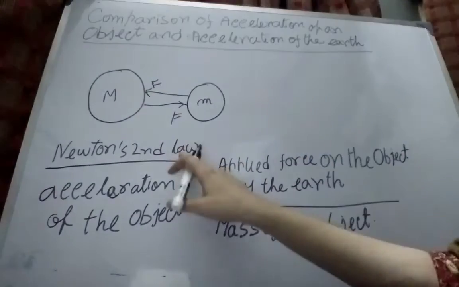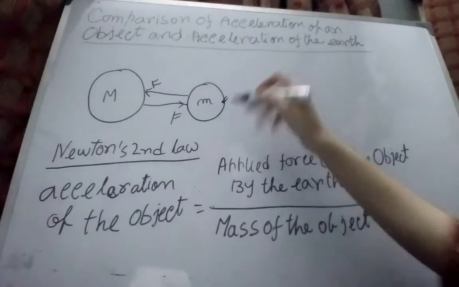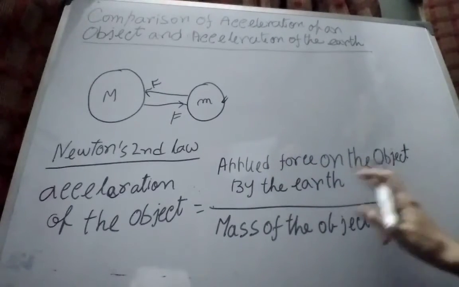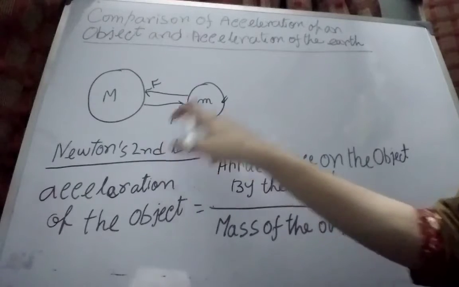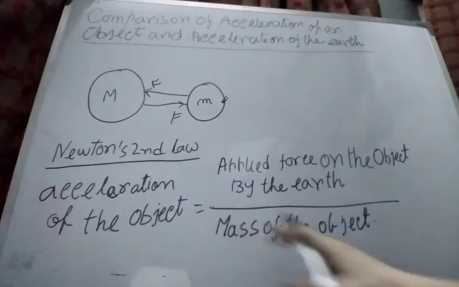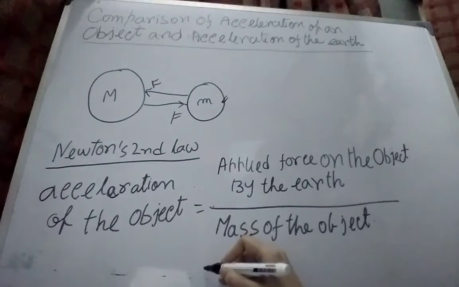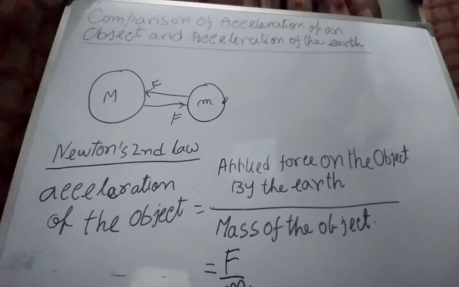Now according to Newton's second law, the acceleration of this object is what? The applied force on the object by the earth, that is F, divided by the mass of the object, that is small m. So it should be equal to capital F by small m.